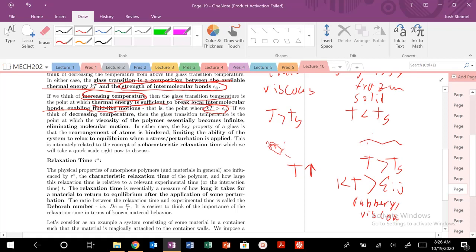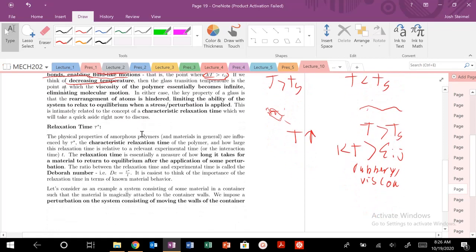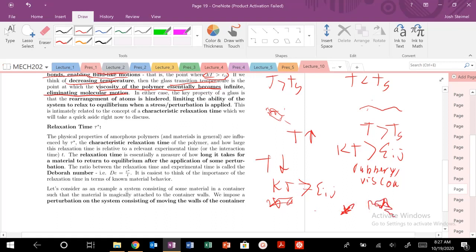If we decrease temperature, you can think of the glass transition as the point where the viscosity of the polymer becomes infinite and we eliminate molecular motions. Here, as we decrease temperature, our kT was initially greater than epsilon_ij, and as temperature decreases, there eventually becomes a point where they're equal. All these thermal fluctuations in our liquid and the more viscous type motion get killed out, and we're left with a polymer that's now frozen in place. Our viscosity becomes infinite, like a solid. It eliminates this long-range collective molecular motion. That's the key aspect of the idea of the glass transition temperature.